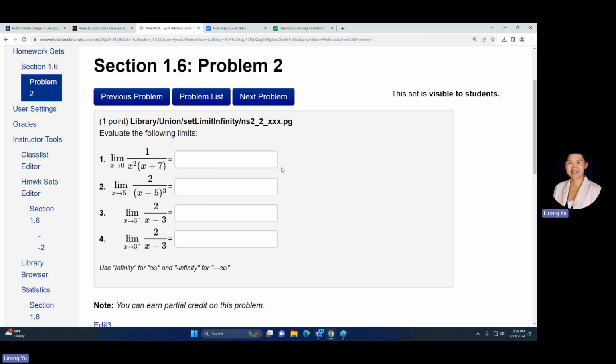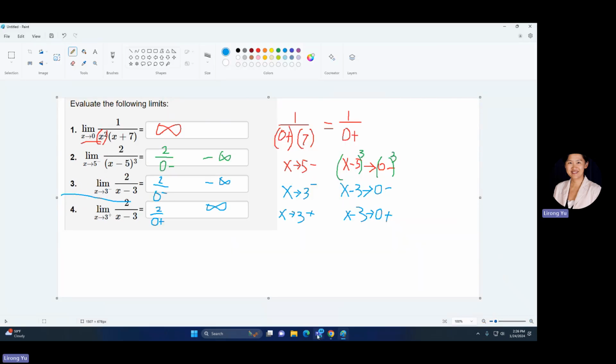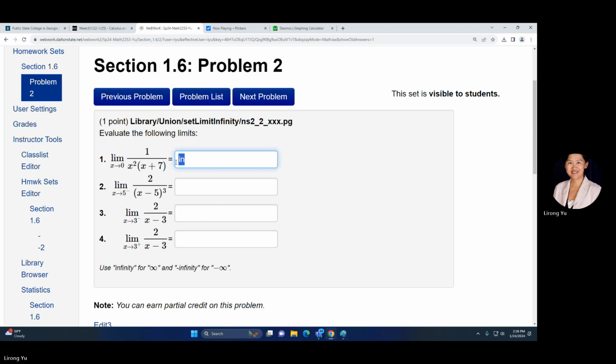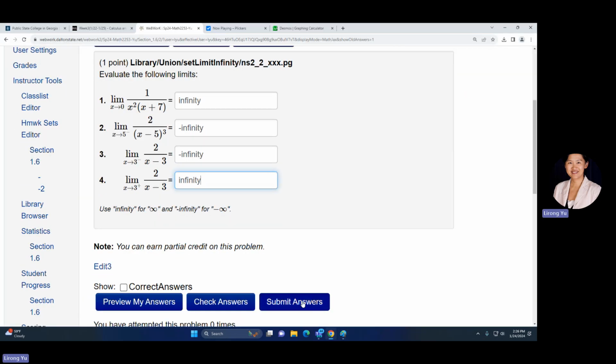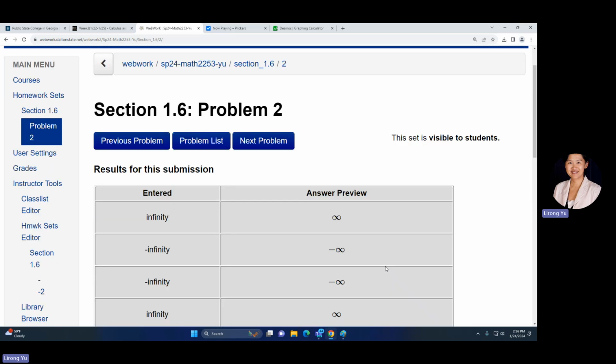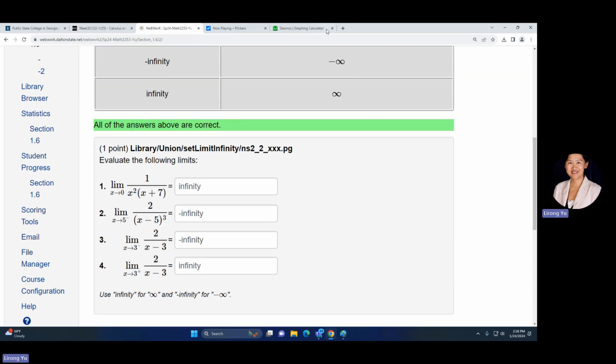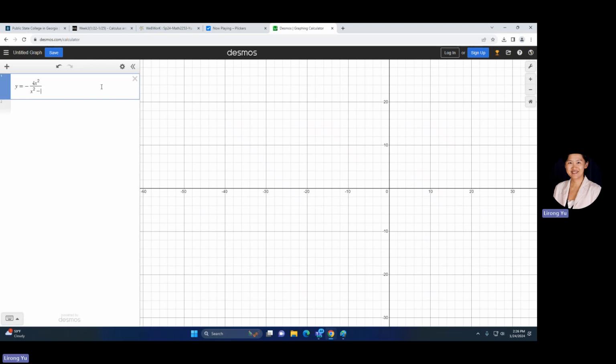So we have this, I guess we write infinity, use infinity. Okay, that's infinity for the first one. That's all for question 2. We can graph to get an understanding of it.